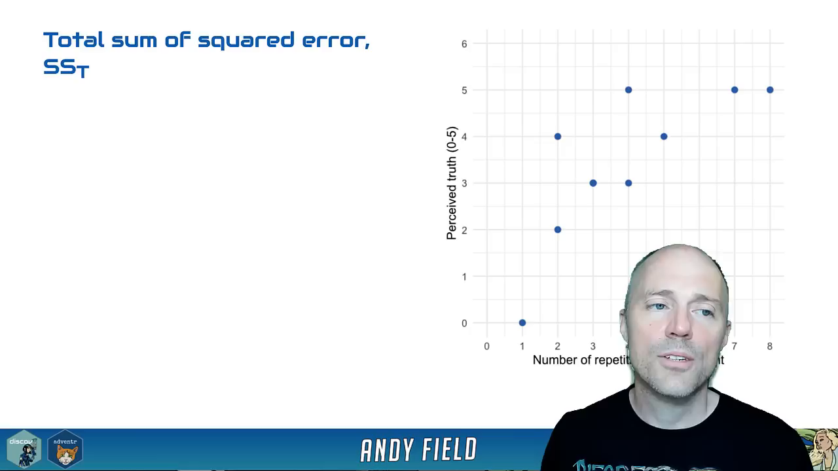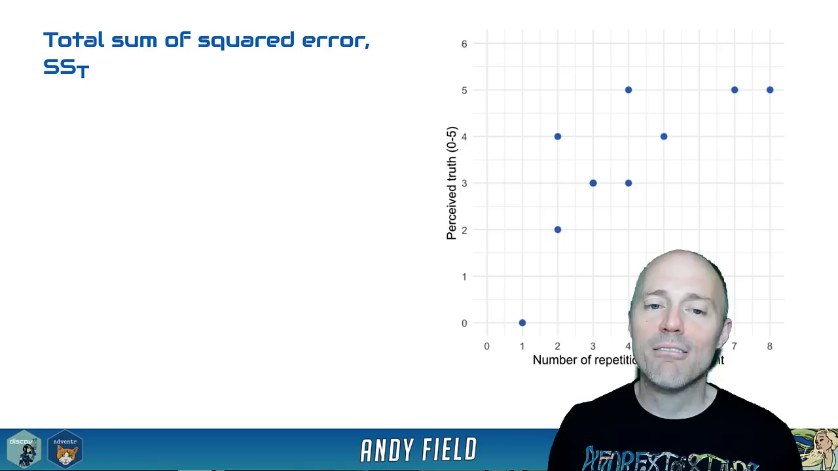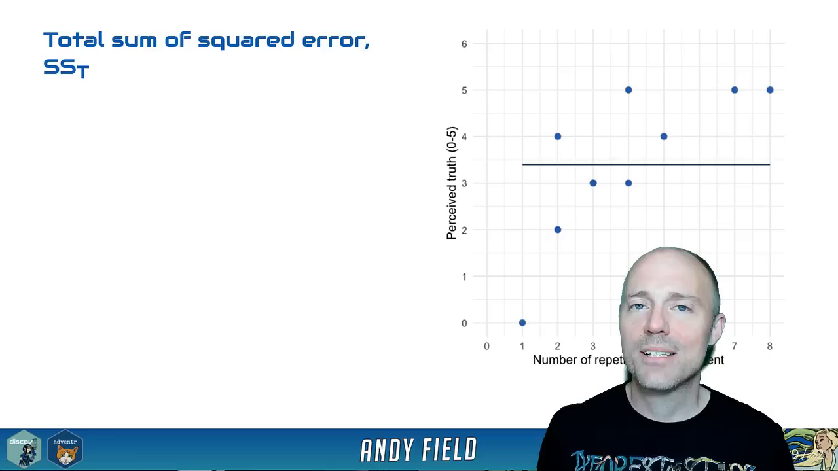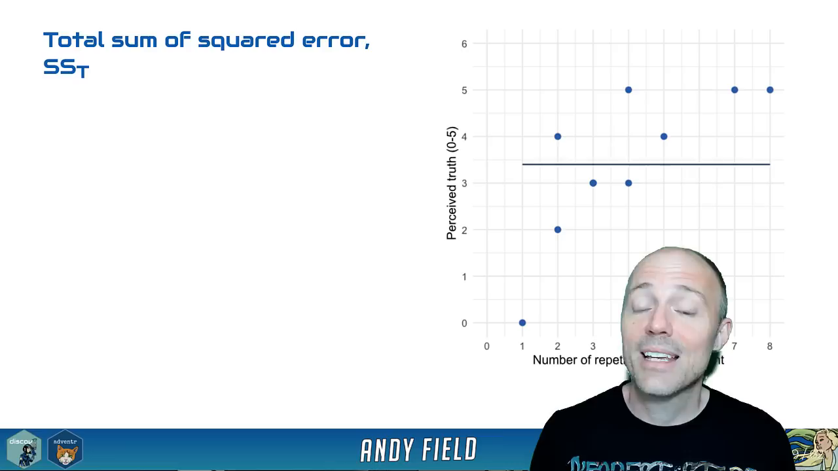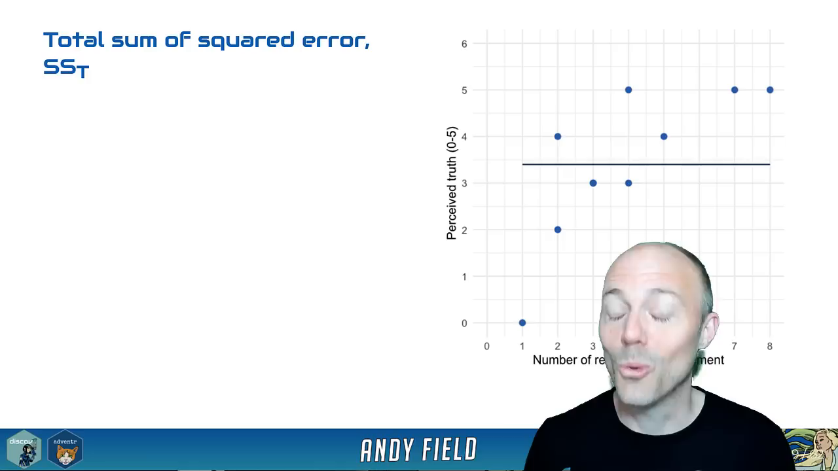To start off with, we want to work out the total sum of squared error, so the total variability in the outcome. To do this, we start by fitting a baseline model, which is the overall mean, about 3.4. This represents a null model, because it's a flat line. As the number of repetitions changes, perceived truth does not change at all.